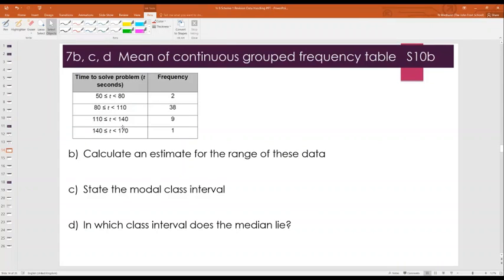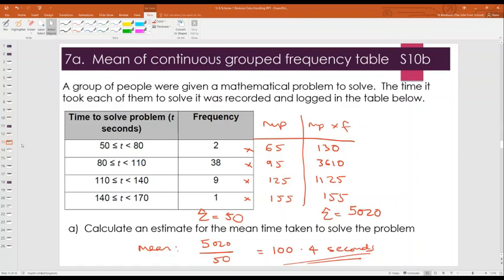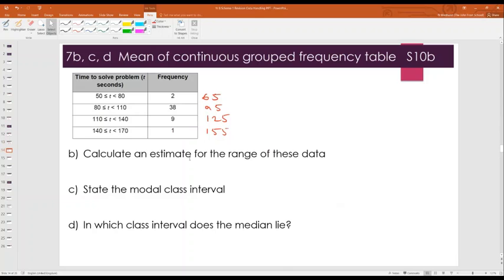Moving on then, so same data now I believe, but it's talking about a bit more information here. Look, so it says calculate an estimate for the range of these data. So for the range, we want to be talking about the midpoints really, because we don't actually know what the values are in here. Okay, so our midpoints again were 65, weren't they? 95, 125, I think, and then 155. I'll just double check. 65, 95, 125, 155. Good.